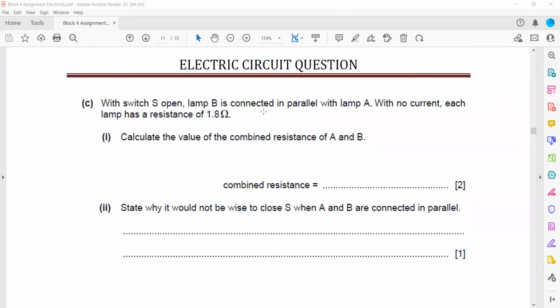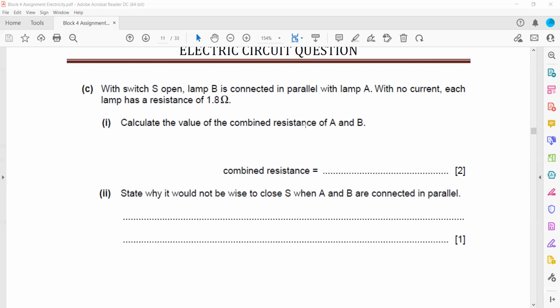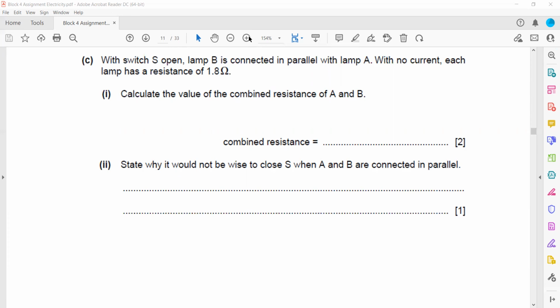Now with the switch open, the lamps are now connected in parallel with a lamp A with no current, and each lamp has a resistance of 1.8. So now new lamps are there which are connected in parallel. 1.8 ohm is the resistance for each lamp. Calculate the value of the combined resistance.